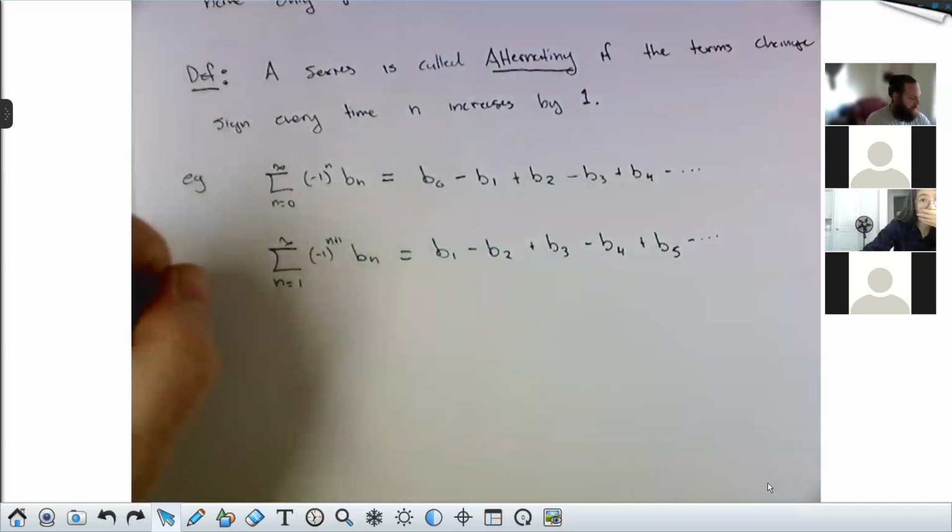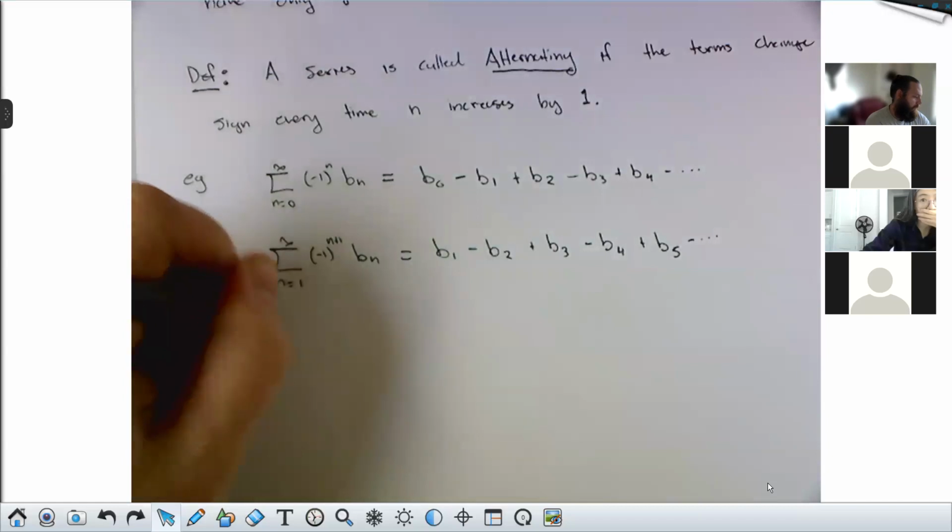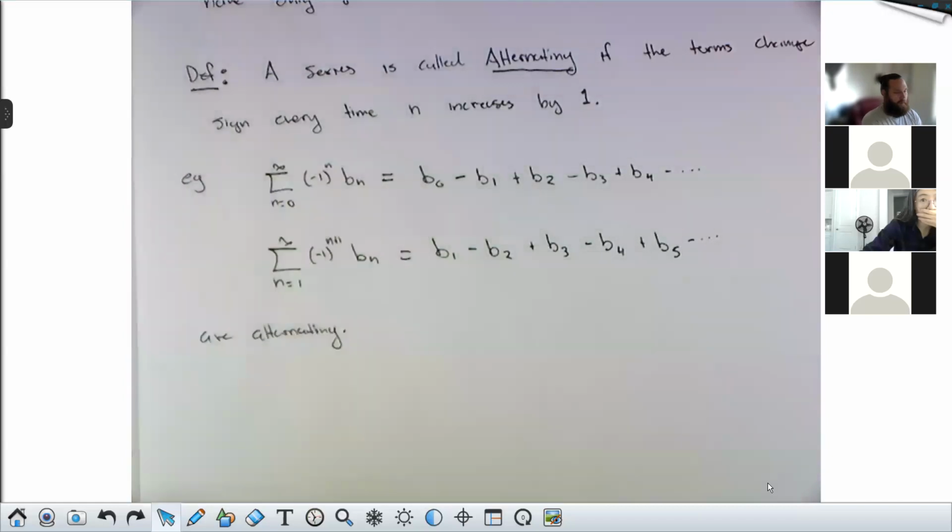It's important that the bn's here are positive, because if, say, b2 was negative, then this term wouldn't actually be negative, right? Negative, negative would make it positive.